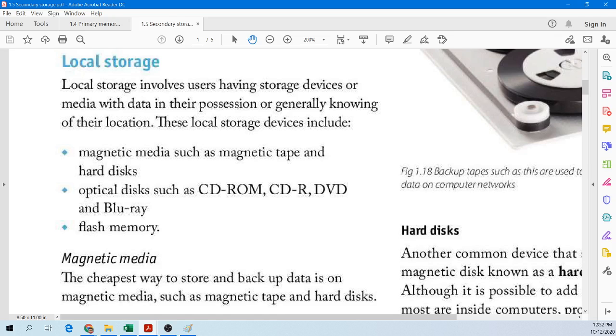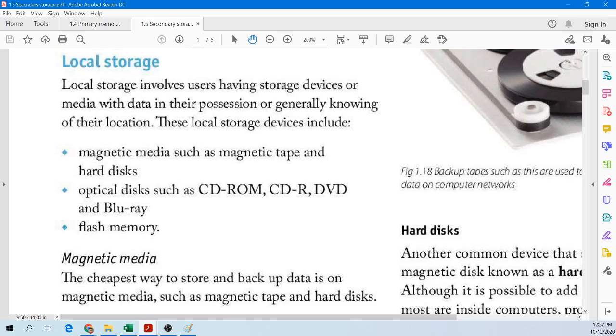Local storage. Local storage involves user having storage devices or media with data in their possession or generally knowing of their location. These local storage devices include magnetic media such as magnetic tape and hard disk, optical disks such as CD-ROM, CD-R, DVD, and Blu-ray, flash memory.